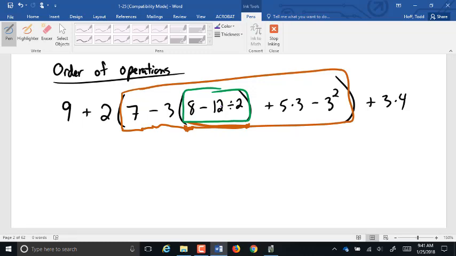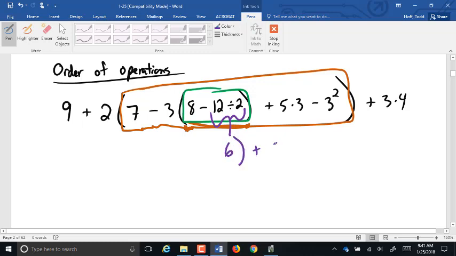Any exponents? No. So multiplication and division? Yes, we have the division. 12 divided by 2, which is 6. So I replace the 12 divided by 2 with 6. Everything else in this problem is going to stay exactly the same.